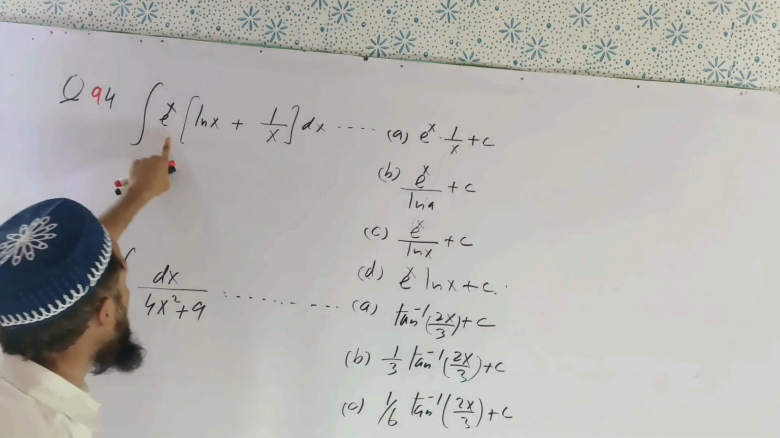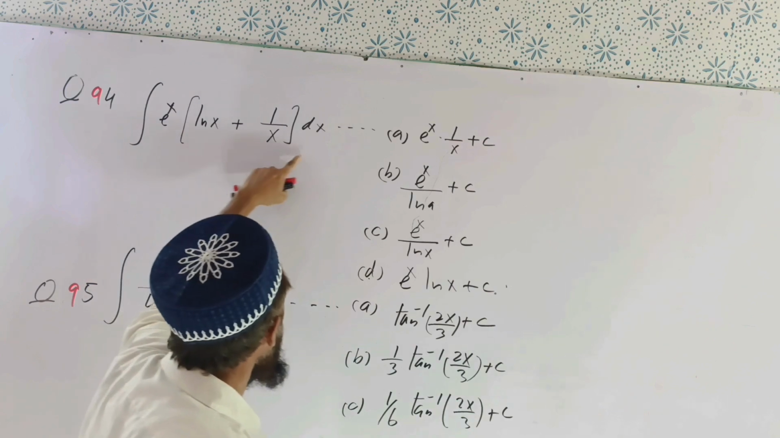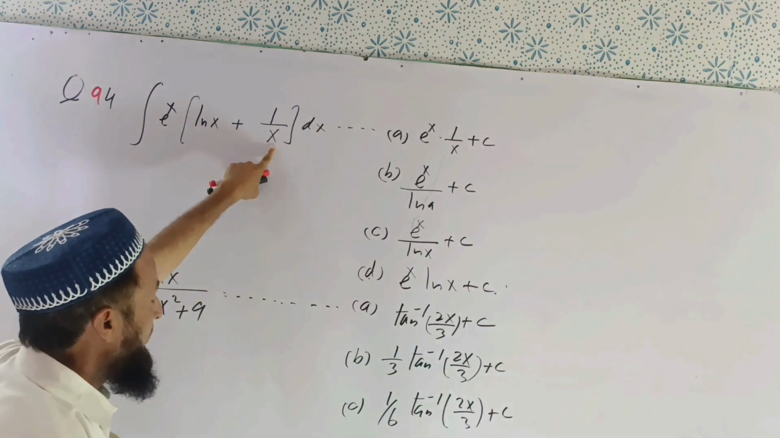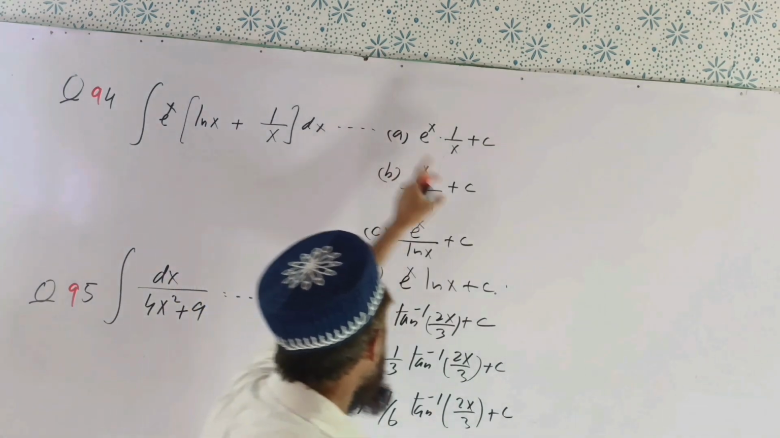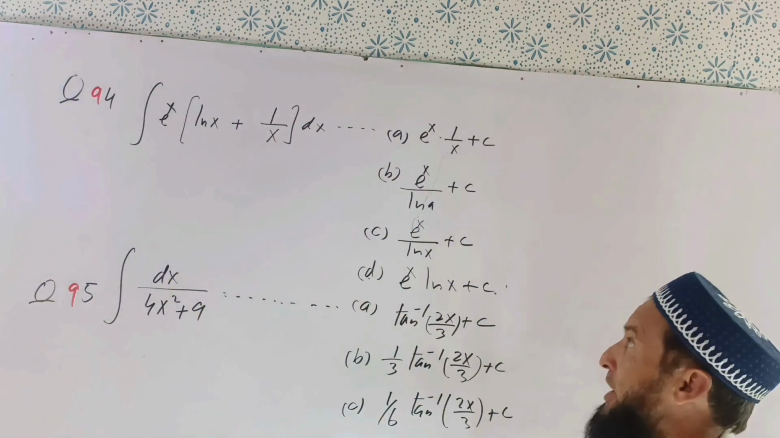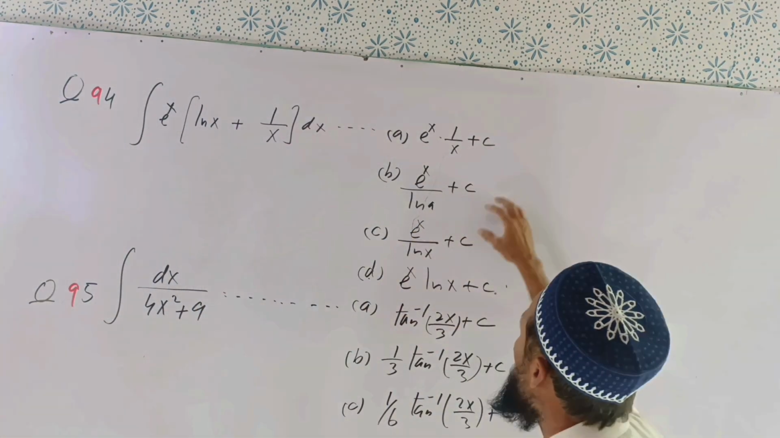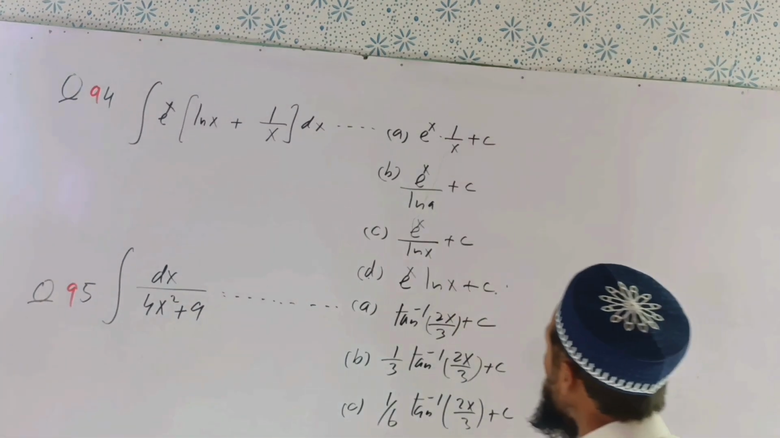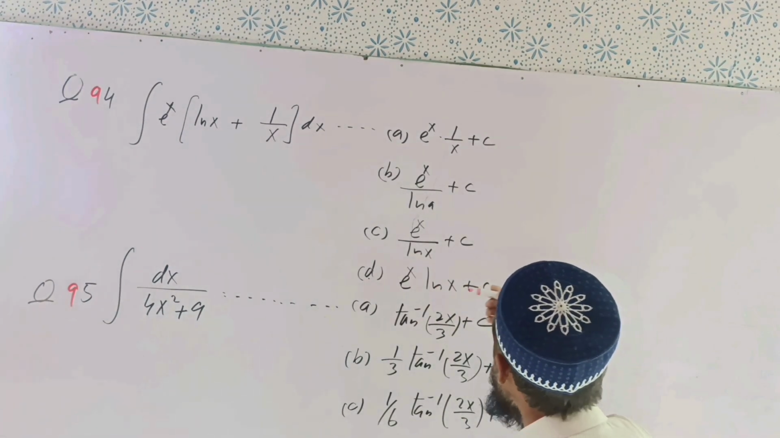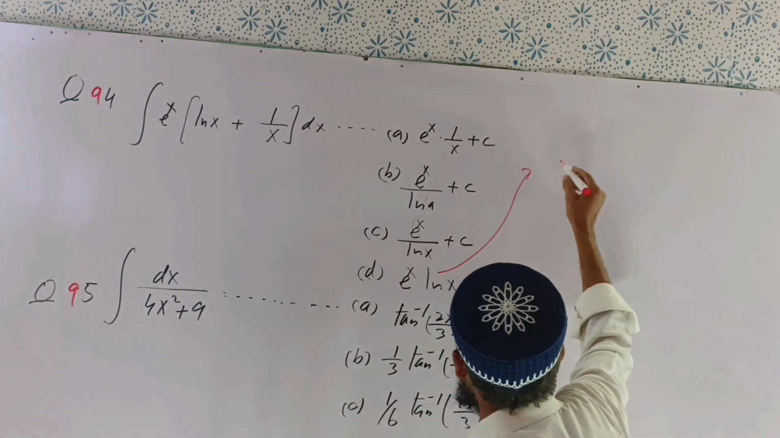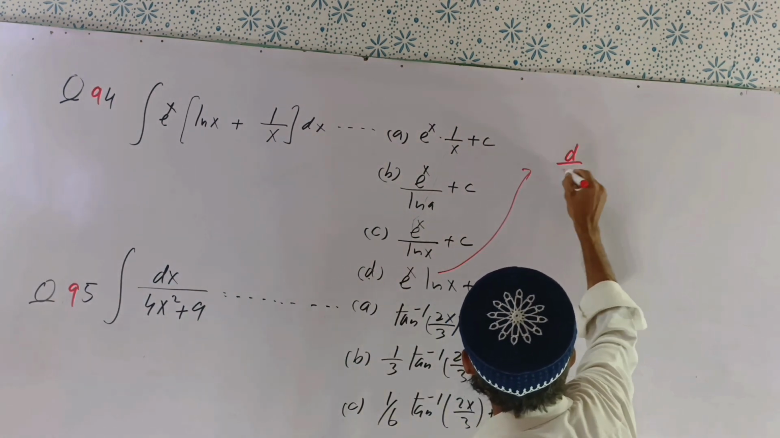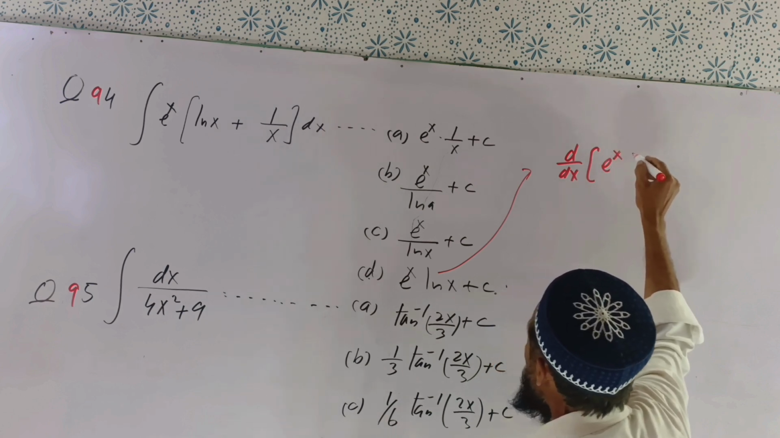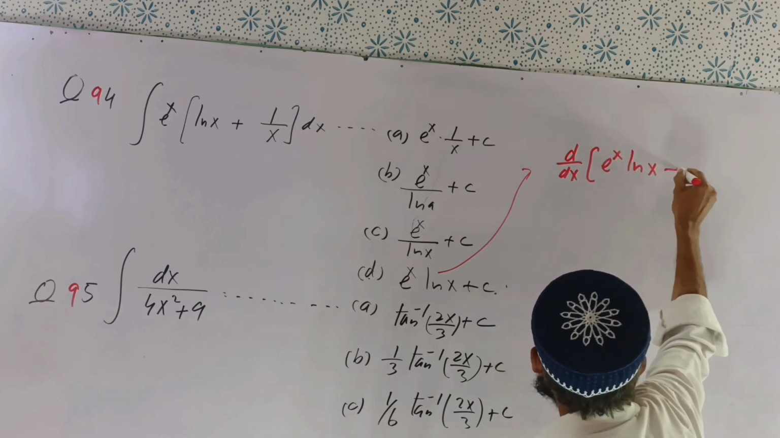Next, integration of e power x into log of x plus 1 over x dx. The derivative of log of x is available here. So if we check the options by taking the derivative, option D is the correct option. Why? Because we are taking the derivative of this function with respect to x: e power x log of x plus c.